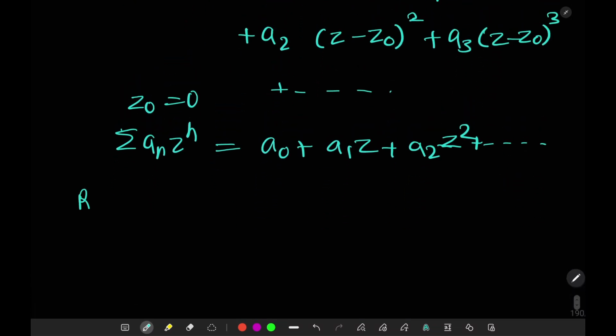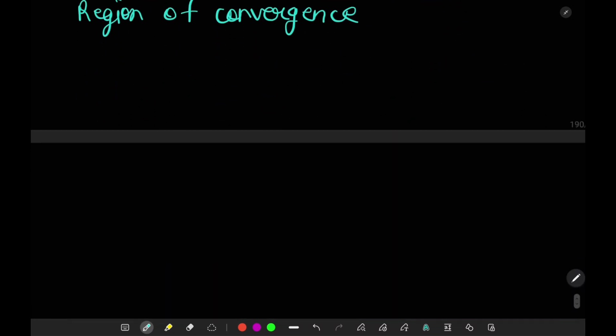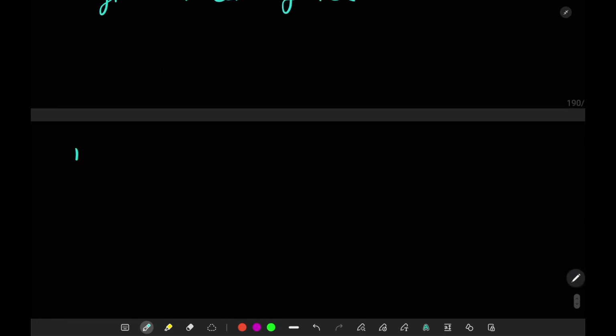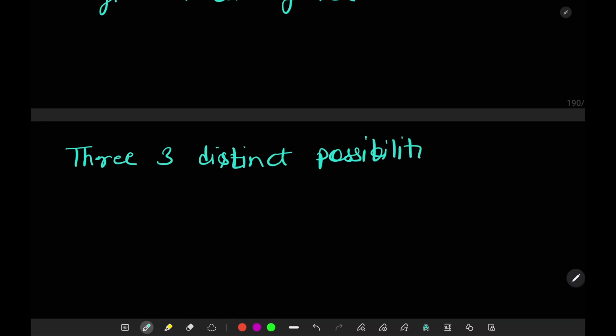Now, region of convergence. The region of convergence is the set of all points z for which the series converges. There are three distinct possibilities for a convergent series.